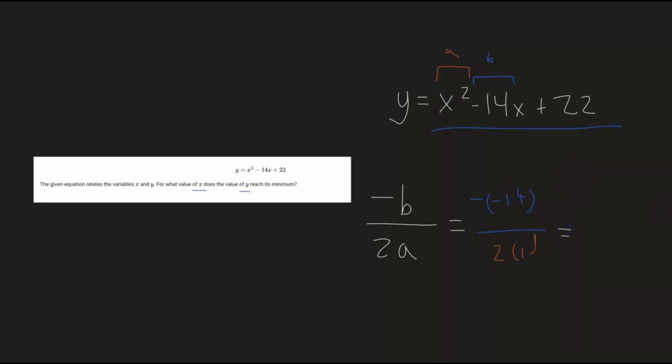And so therefore, we will get the following. Change to green, we will get 14, right? Because a negative of a negative is going to be positive, over 2. And so 14 over 2 is going to be 7. And so 7 will be our x coordinate of the vertex. And we know the vertex here represents the minimum of where y will reach its minimum. And therefore, x will equal 7.